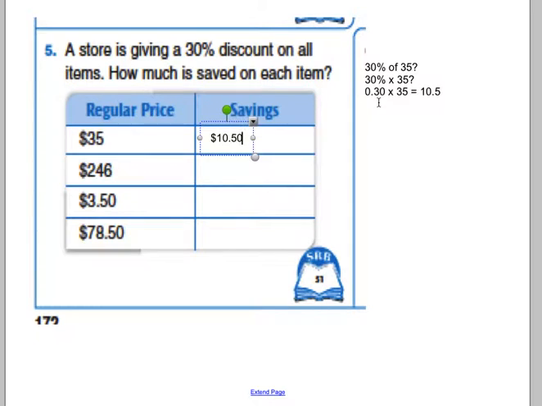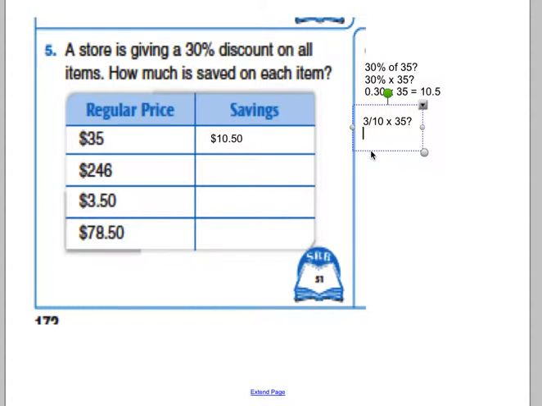Now, let's say you're not allowed to use your calculator. Okay, when I'm not allowed to use my calculator, then I like to change my percents into a fraction because for me that's just a little bit easier when multiplying. I know that 30% is the same as 30 over 100, or to make it simpler, 3/10. And again, I'm going to multiply. So I'm trying to find out, what is 3/10 of, or times, 35?